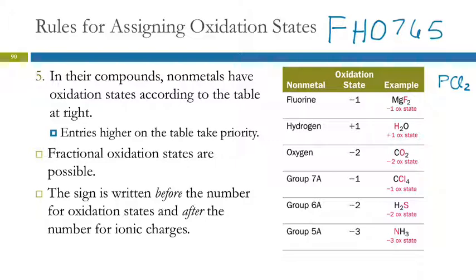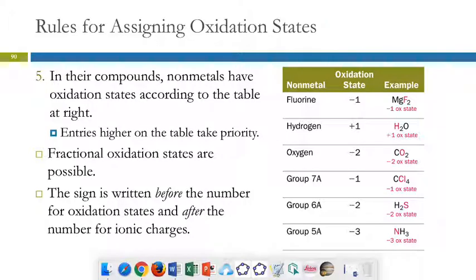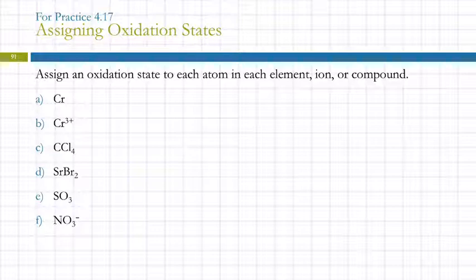Okay, examples. Hopefully this will help it to make a little more sense. So assign an oxidation state to each atom in each element, ion, or compound. We are assigning an oxidation state to each individual atom, not to the whole group. So in Cr, what would the oxidation state of Cr be? 0, because it's an element. You can look at it, there's only a single atom here. It doesn't have a charge. If there was a charge, it would be written. So the oxidation state is 0.